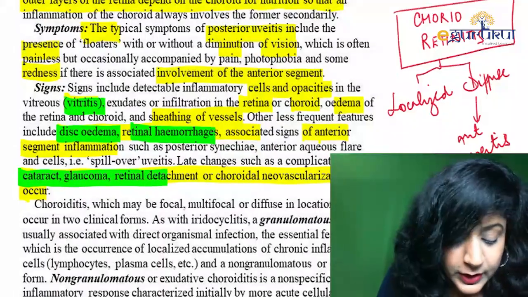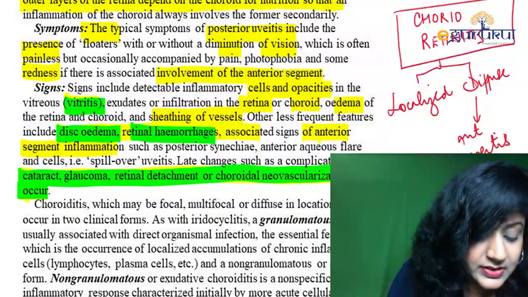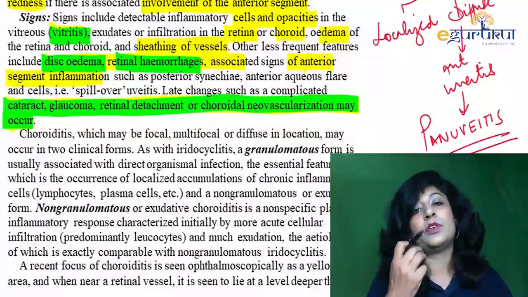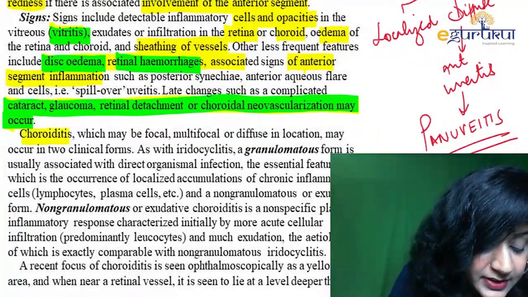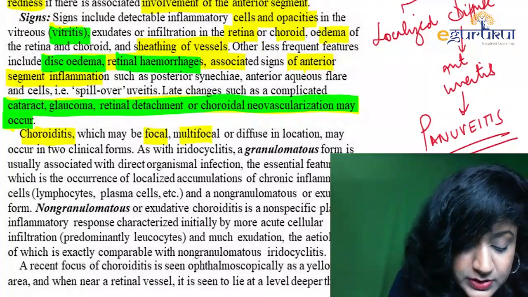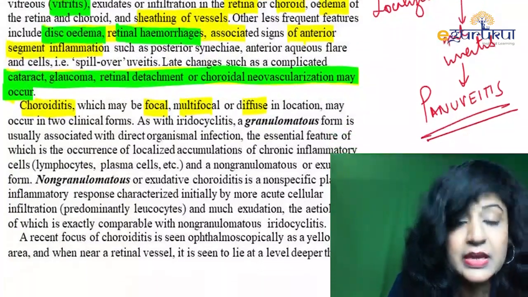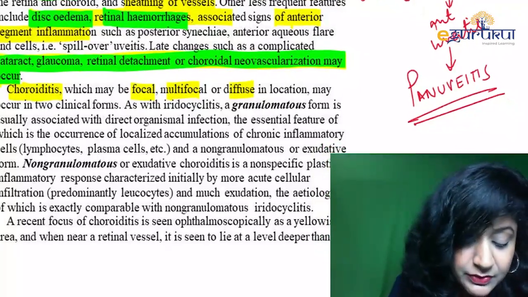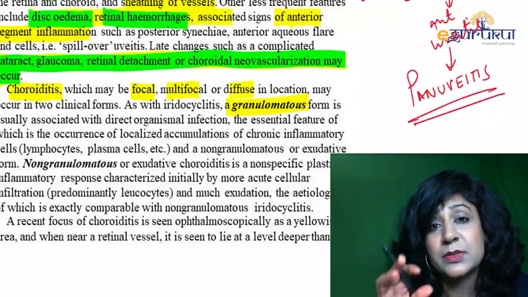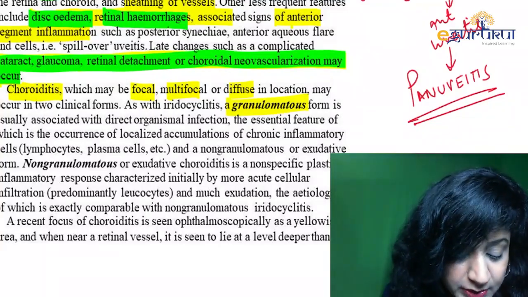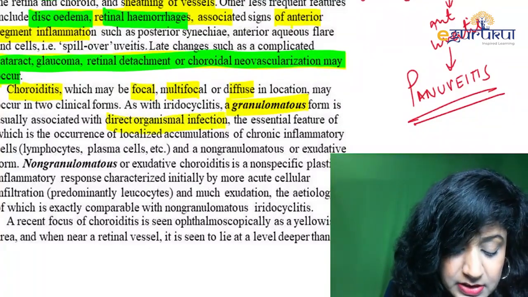Then all the chronic complications of your anterior uveitis: cataract, glaucoma, RD, and choroidal neovascularization. Then we can also even have choroiditis. Choroiditis could be focal, multifocal, diffuse. And as with the iridocyclitis, we can have the granulomatous form. Usually we are getting the granulomatous patches of the choroiditis, usually associated with the direct organism infection.